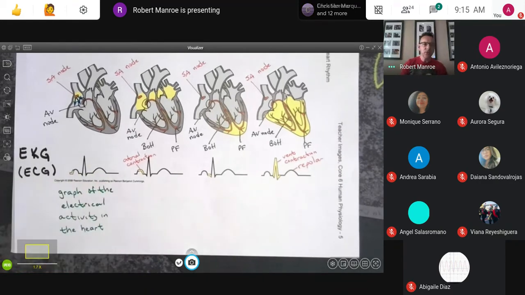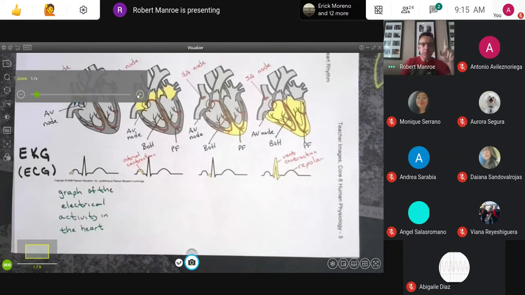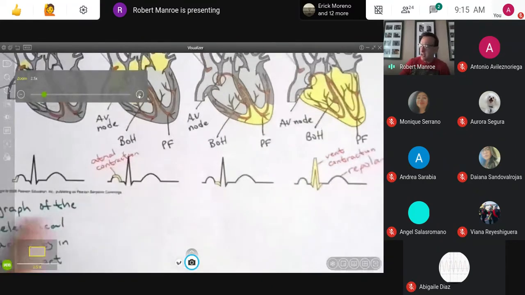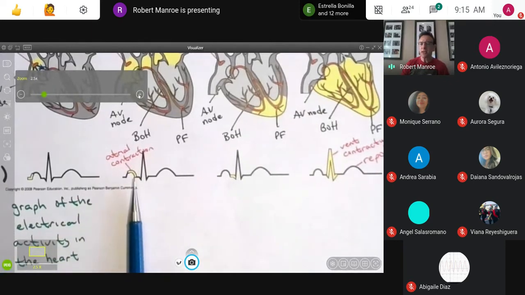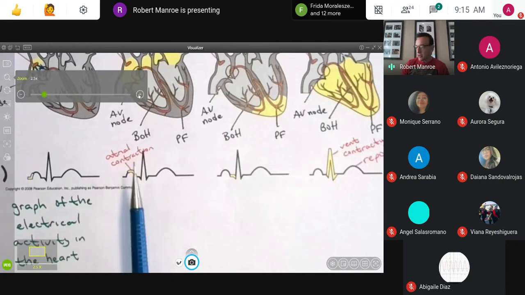So there are these three classic peaks or bumps to an EKG. The first peak is the impulse as it goes through the atria. Notice how this is a smaller, weaker, and also longer impulse, okay?